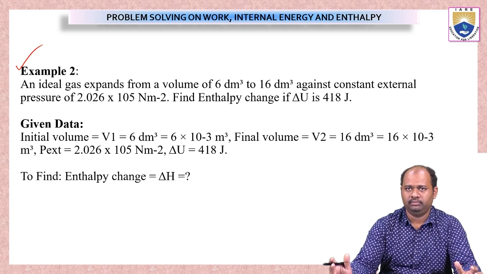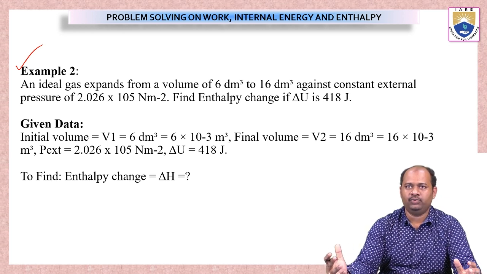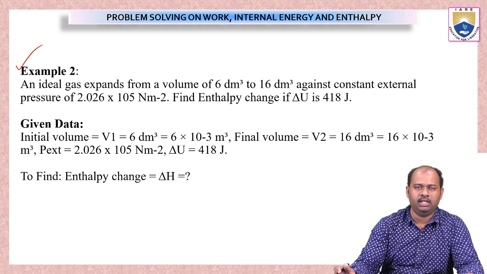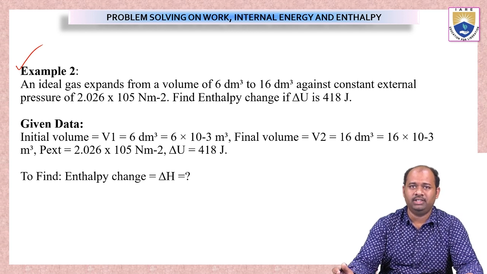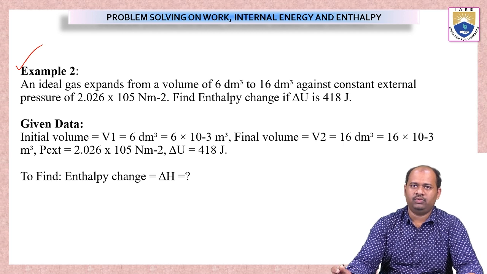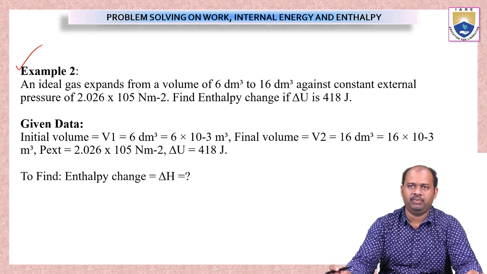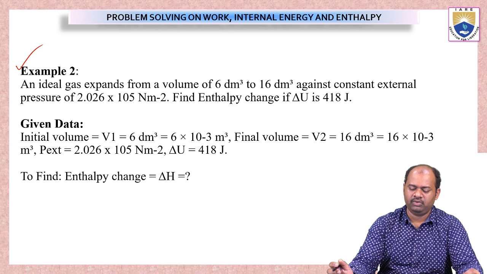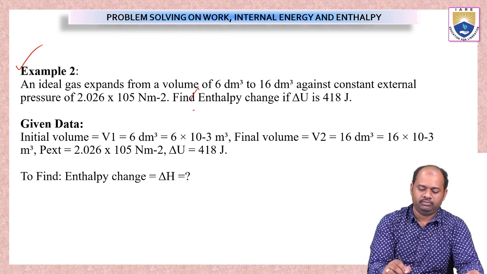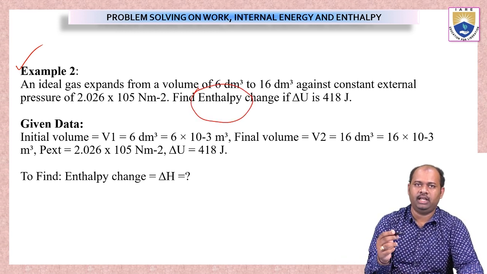So this stands for the decimeter cube, and it has risen up to 16 decimeter cube against a constant external pressure of value that is given here, 2.026 × 10^5 Newton per meter square. Now what we have to do is calculate the enthalpy if the change in internal energy is 418 joules. So the question is very confusing. We have to calculate enthalpy.